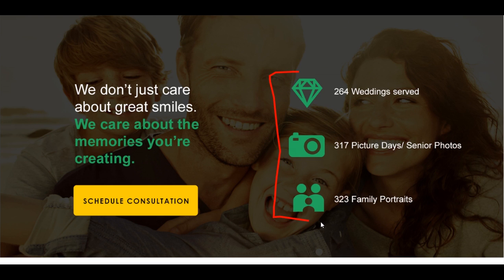But on the right-hand side, check it out. Let me talk about this 35 plus year service in quality dental care, and Dr. blah, blah, blah has been here doing this, that, and the other. Again, nobody cares, but you can make that matter by spinning it again towards your patients. So 264 weddings served is so much more compelling than been in the community for 35 years.